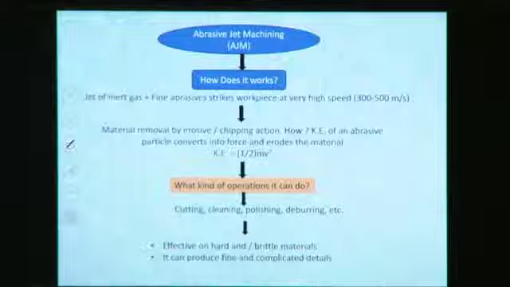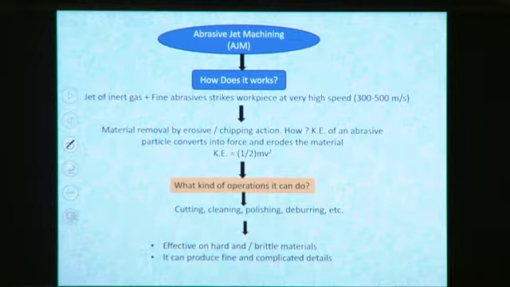Now thousands of abrasive particles hit the workpiece surface and remove material from it. So what kind of operations can it do? It can do cutting, cleaning, polishing, and also deburring operations. These are the different operations that can be done by a high velocity jet of abrasive particles.